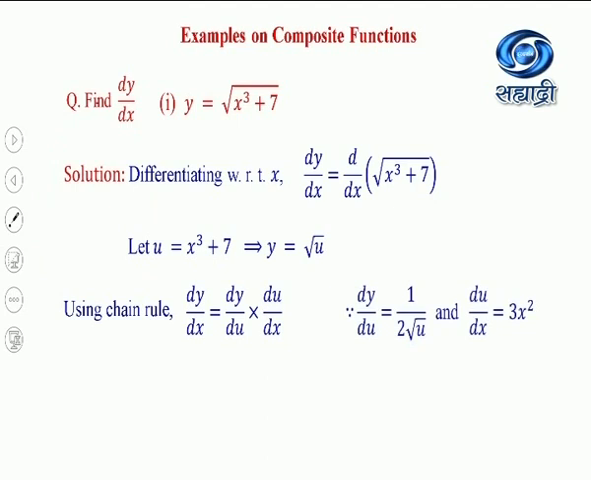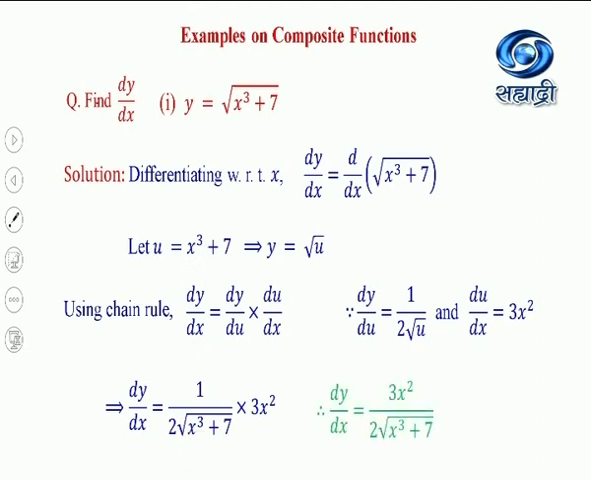Now I show you next step. dy by du, we find here 1 upon 2 root u, and du by dx equal to 3x square, because derivative of constant is 0. So derivative of 7 is 0. And now if you put these two values in this formula, that is the chain rule, we get this. And now after simplification, we write dy by dx equal to 3x square upon 2 into under root x cube plus 7. Now this is our answer.